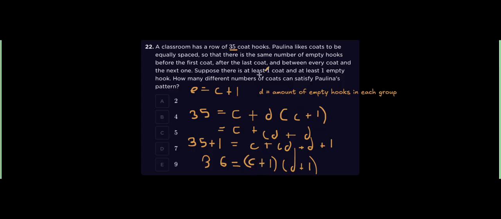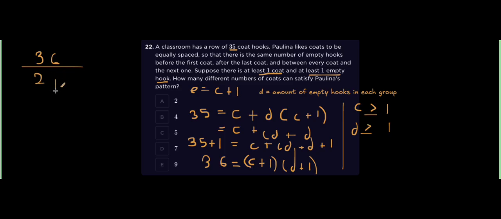Now it tells us there's at least one coat and at least one empty hook, right? So then I know that C must be greater than or equal to 1. And same for D. D must be greater than or equal to 1. Because if there's at least one empty hook, then there must be at least one empty group. Now I can find factor pairs for 36. So basically, which values of C and D satisfy this equation? For 36, none of them can be 1, so I can't have 1 and 36, and I can't have 36 and 1.